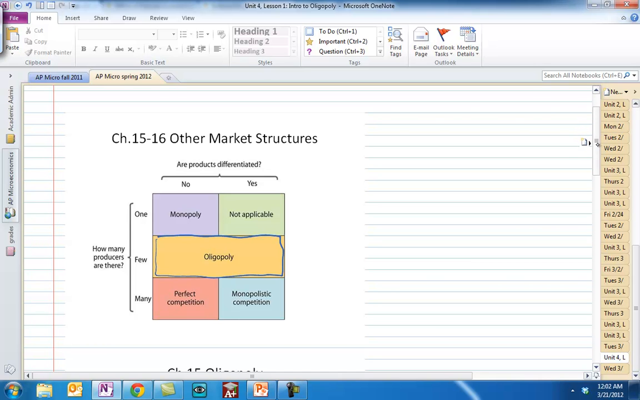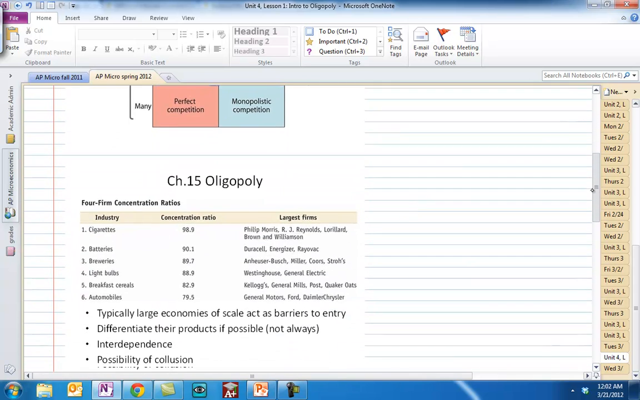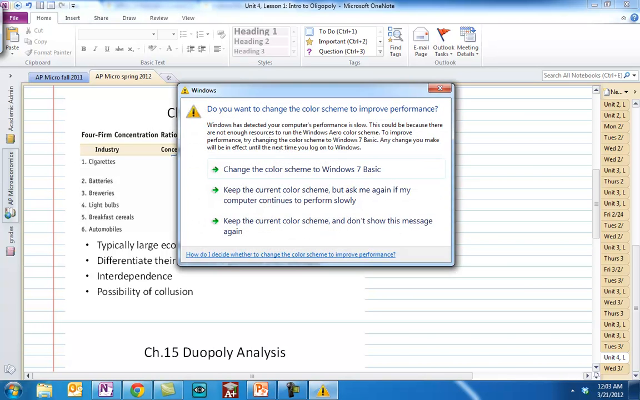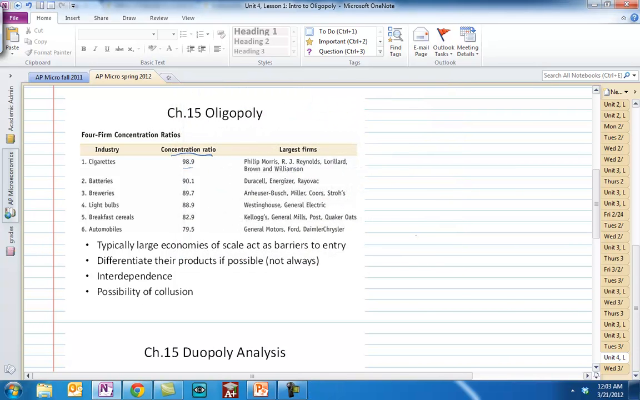In any case, the key thing is that there are just relatively few producers holding a large share of the market. And here's a table from your book that shows some oligopoly industries based on the measurement called the four-firm concentration ratio, which is the percentage of the total market that is held by the largest four firms. So that might even be two firms, but it's holding the majority of the market. But the four together is what the number is here. So in the cigarette industry, these four largest firms here hold 98.9% of the market. And these down the line are oligopoly industries based on the four-firm concentration ratio.